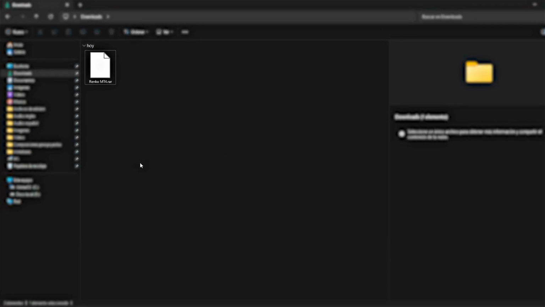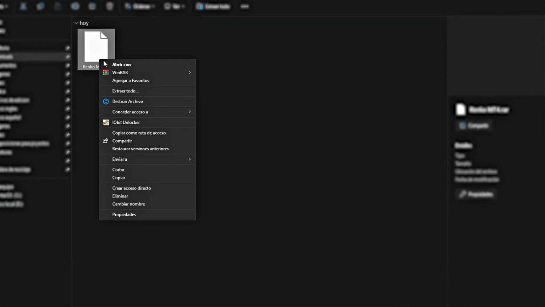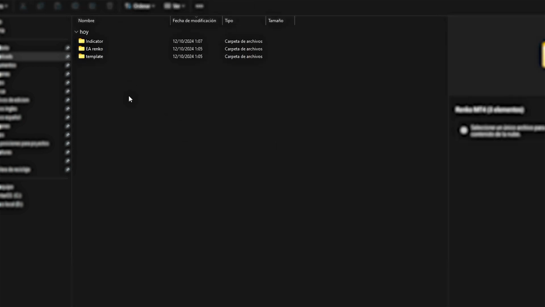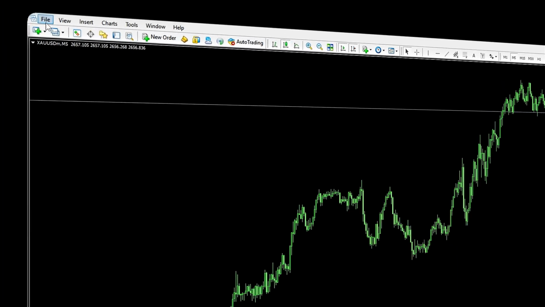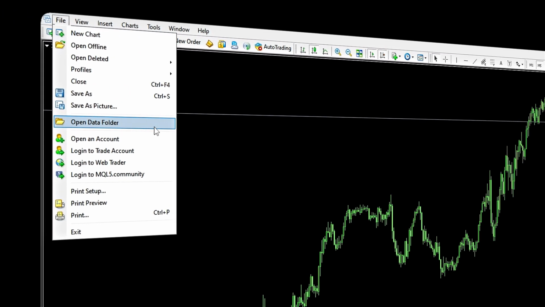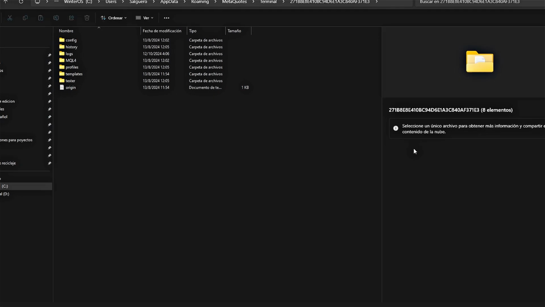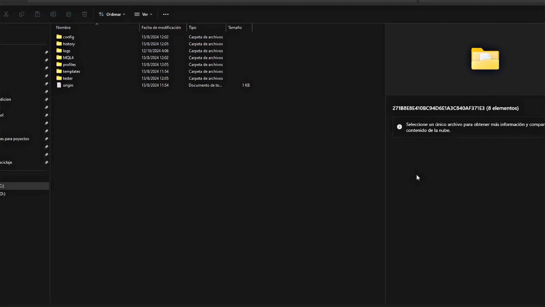Let's start with MetaTrader 4. When you unzip the downloaded file, you will find a folder containing 3 subfolders. Each of these subfolders contains files that should be placed in locations within MetaTrader 4. We open the MetaTrader files by clicking on File and Open Data Folder. This will open the directory where you should copy the files.